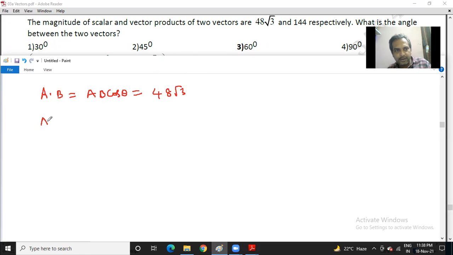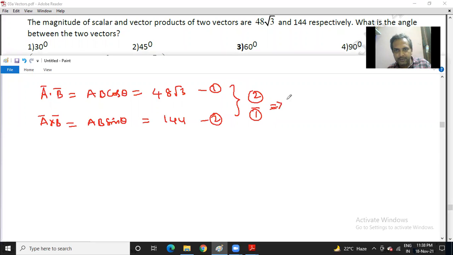A cross B is equal to AB sin theta. Its value is given as 144. The question is to find out the angle. So you call this equation 1, you call this equation 2. Divide equation 2 by equation 1. So what you will get is AB sin theta divided by AB cos theta is equal to 144 divided by 48 root 3.